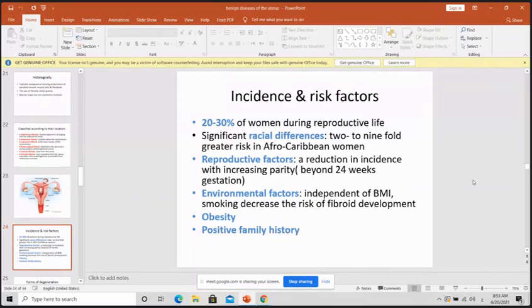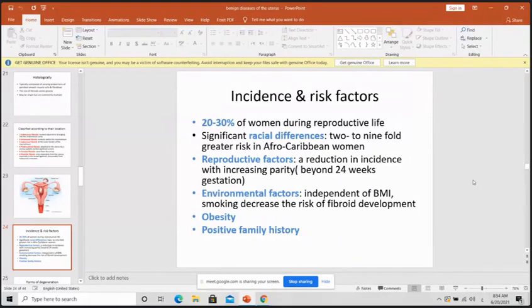نقول لكم نعم. واحدة من عندها racial differences. شلون؟ It has been shown that there is a significant increase in the incidence in those who are Afro-Caribbean by up to 9-folds, يعني 2 to up to 9-folds, they have greater risk of fibroid development. بعد, reproductive factors شافوا إنه parity is protective against the development of uterine fibroid.